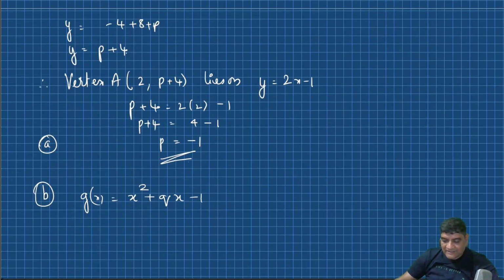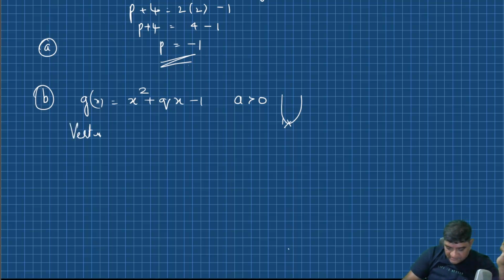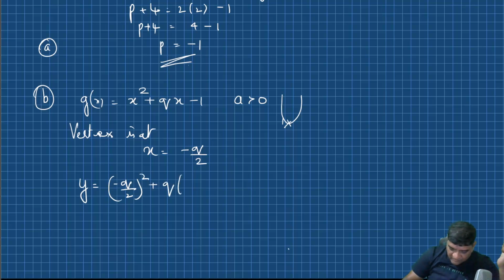For part B, I need to find the vertex for x squared plus qx minus 1. Here you can notice that a is greater than 0, so the parabola opens upward and you will have a minimum. Again, I know that the vertex is at x equal to minus b by 2a, so in this case minus q by 2, as a is 1. Now I find the y coordinate: y is equal to minus q by 2 the whole squared plus q times minus q by 2 minus 1.